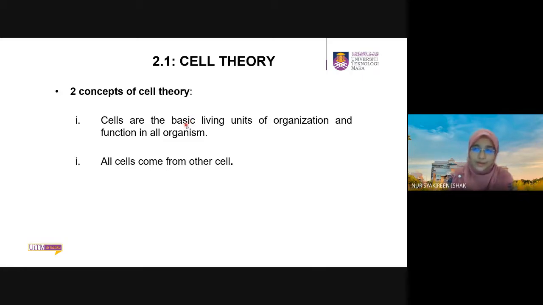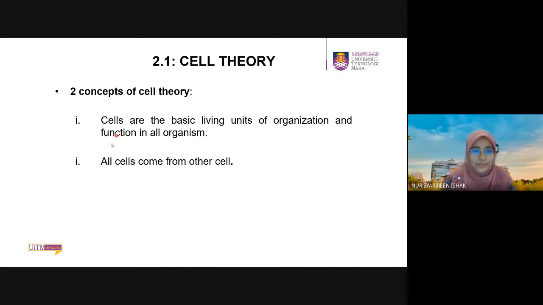Example of unicellular eukaryotes, you have protists such as amoeba and paramecium. So jangan ingat paramecium, amoeba, okay, they are bacteria. They are eukaryotes. They are unicellular organisms. Do not consider these protists as bacteria or prokaryotes.